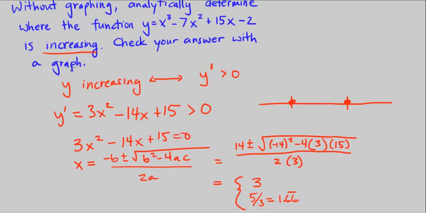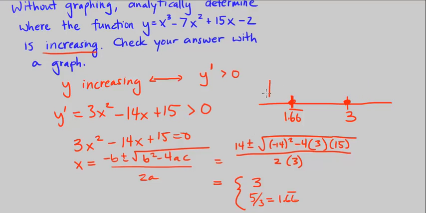So that tells me y is increasing. Well, we know y prime is equal to 0 at this point here, which is 1.66, and this point here, which is 3. Now that I have those 2 points, I can check all of the regions around: right here, and here, and here.